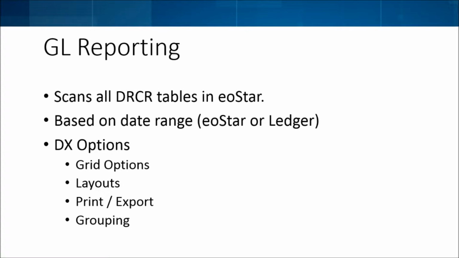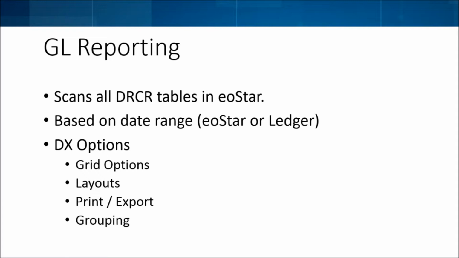It's based on date range. You could have either your eoStar date or the ledger date. Most of the time these are going to be exactly the same. The only time they're not is if you put in some orders, you do some recomputes, something changes in a closed period, and you force it into the new open period.